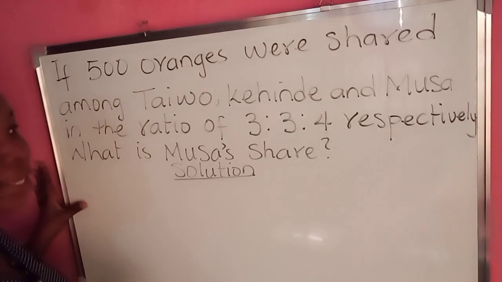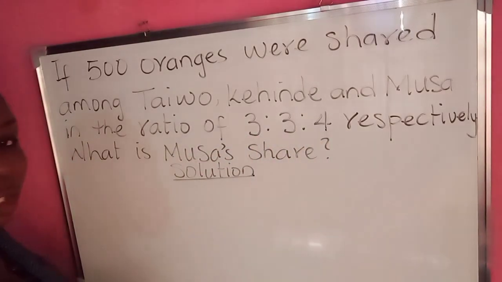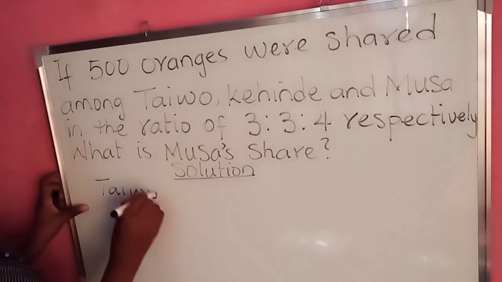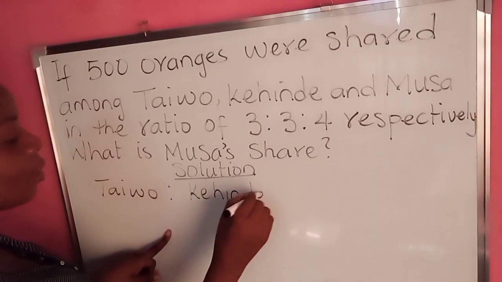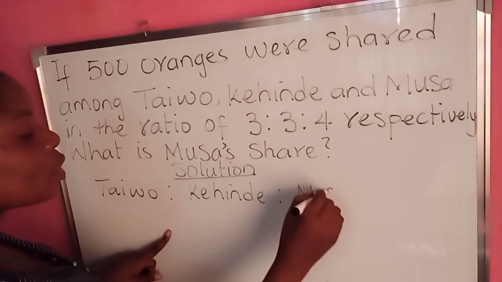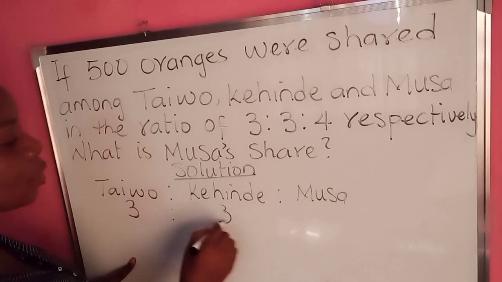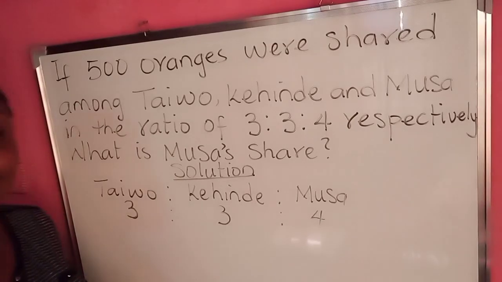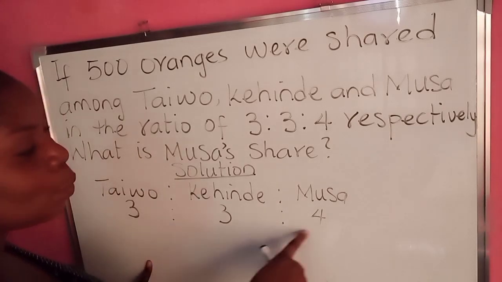Now, the first thing you have to know is the names go with the position of these numbers. If you get that clear, then it's going to be easy for you to solve. All right, so the first person is Taiwo. Second person is Kehinde. And third person is Musa. So this means that Taiwo got 3 shares, Kehinde got 3 shares, and Musa got 4 shares. Now, having known this, the next thing to do is add all the shares together. 3 plus 3 is 6, 6 plus 4 is 10.